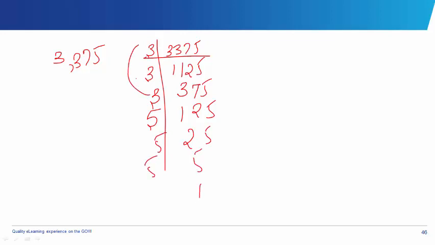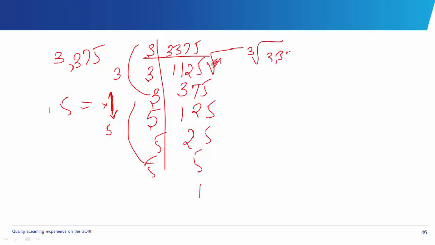So these 3 are common, we'll bring out 1. These 5 are common, we'll bring out 1. So the cube root will now be this times this, which is what? 15. So the cube root of 3375 will now give you 15.